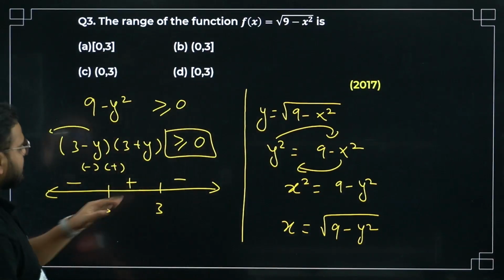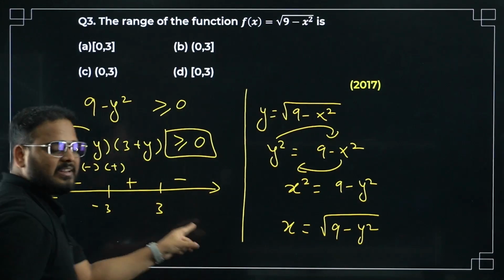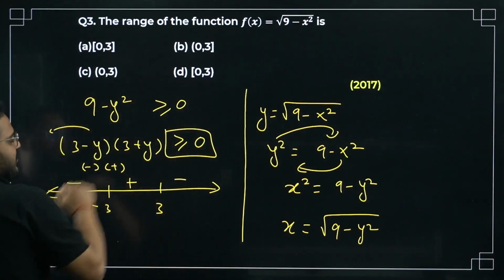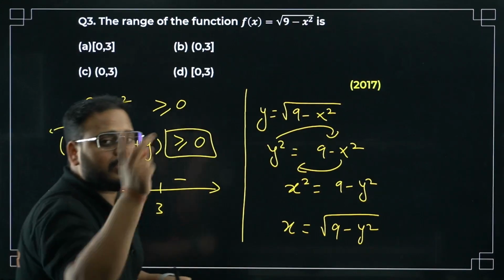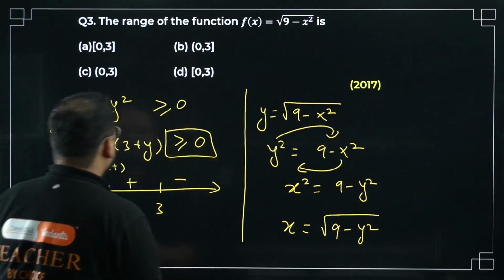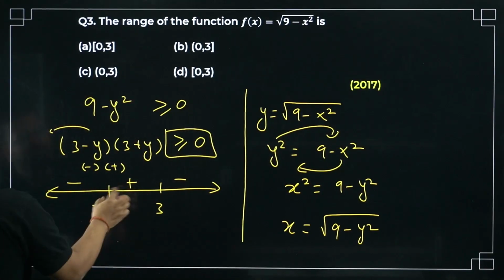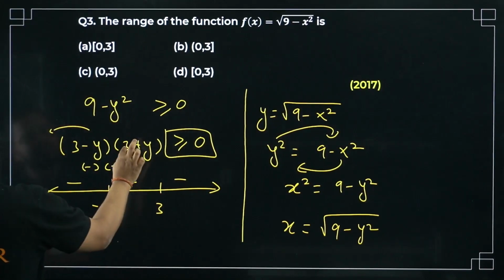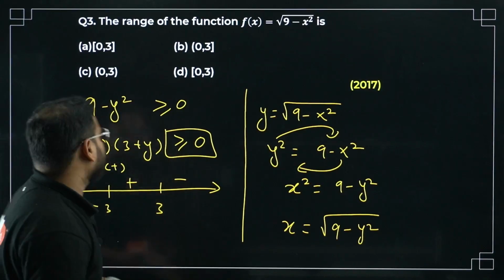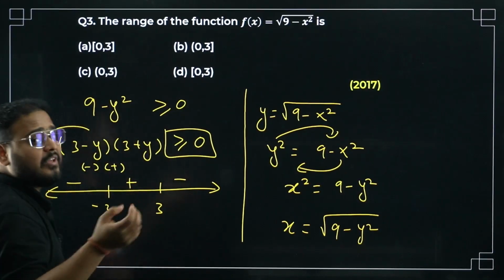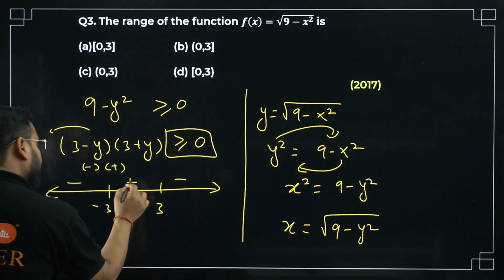Otherwise, okay, how, sir? On the right side of this, take a number. Number is 4. 4 plus 3 is 7. 3 minus 4 is minus 1. Minus 7, negative. That's why over here, take a number between them, 0 you can take, between minus 3 to 3. Here, sir, 3 plus 0 is 3 and 3 minus 0 is 3. Answer is, sir, positive. Hence, positive.